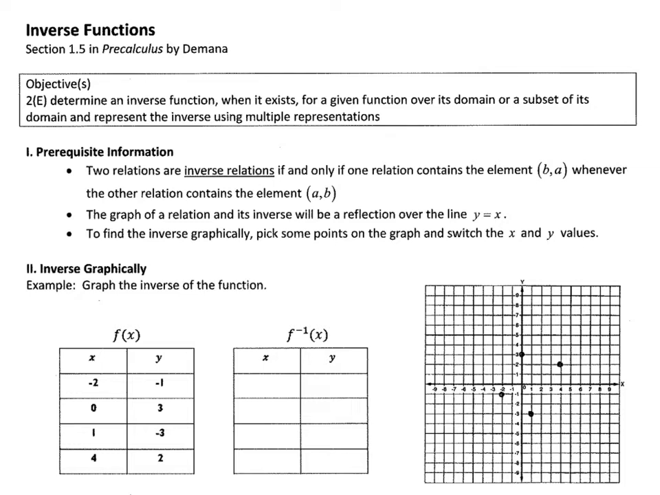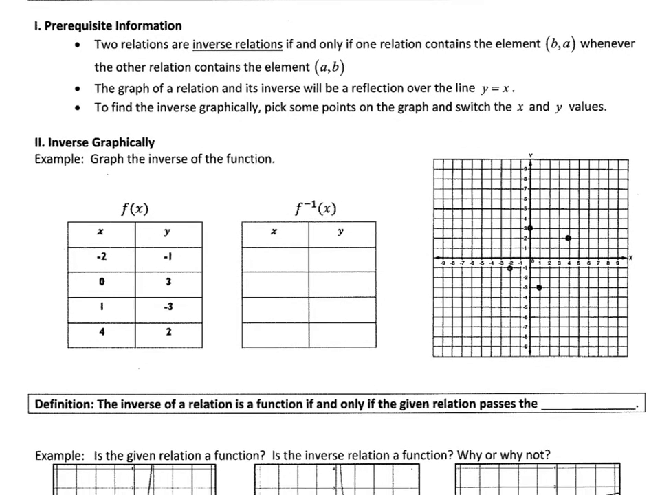Two relations are inverses if and only if one relation contains the element (b, a) whenever the other relation contains (a, b). What do you notice about these two coordinates? They're just flipped. So if your x's become y's and your y's become x's, they're inverses. So the graph of an inverse will also be a reflection over the line y equals x.